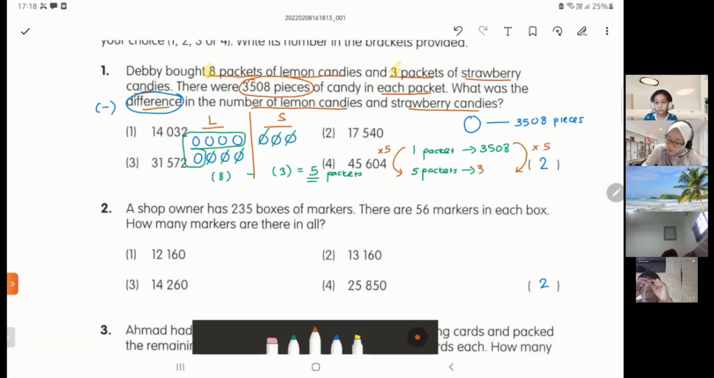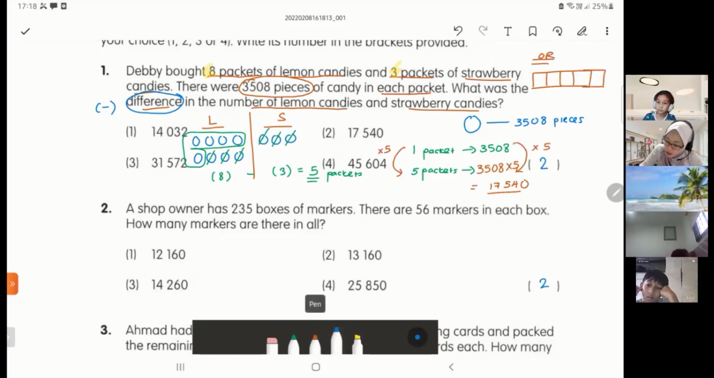So 3,508 times 5 equals 17,540. Or another way is, I know that I have 5 packets: 1, 2, 3, 4, 5. In each of these, I know there is 3,508. All of them are the same. So to find the total, what do we do? You times. Either this method or your model method. So the answer is number 2. Very good. Correct.